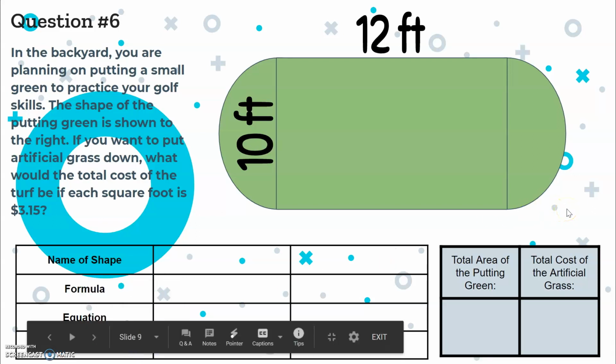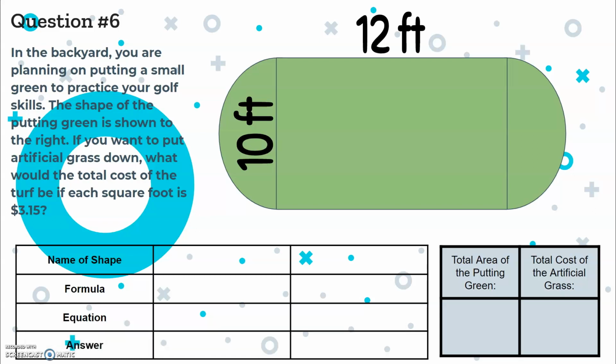Okay, we're in the backyard and we're going to put in a small grass that's artificial for a putting green. We see the shape to the right. So if we want to put artificial grass down, we need to know the total cost of the artificial turf. In order to do that, we need to know the square footage of this shape right here. Then we're going to multiply that total area by $3.15.